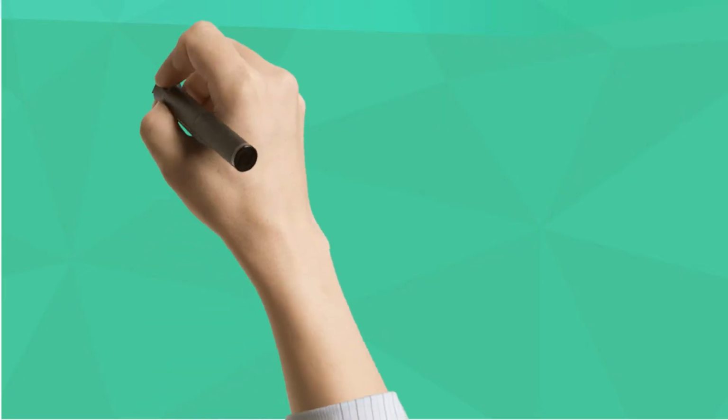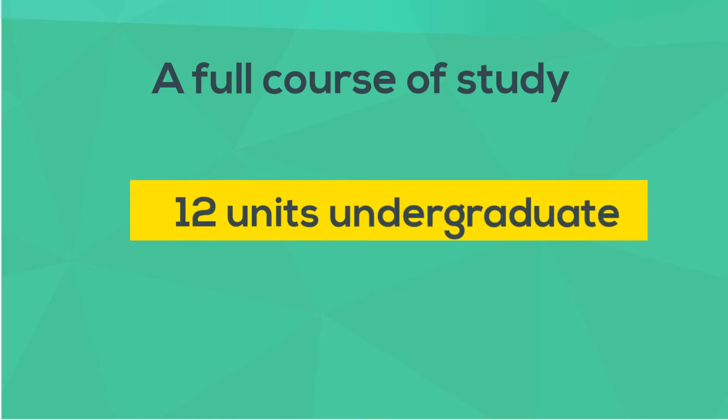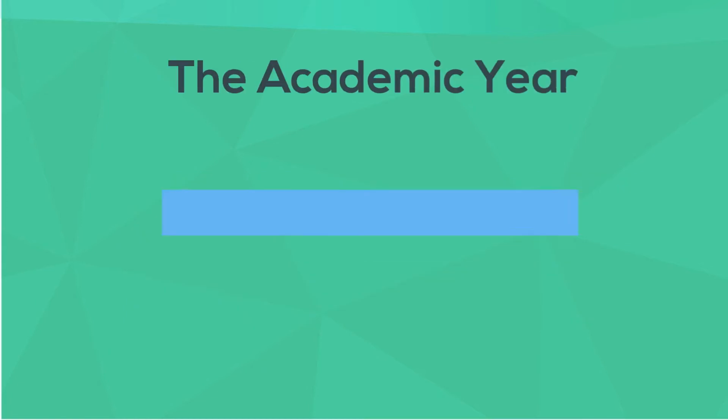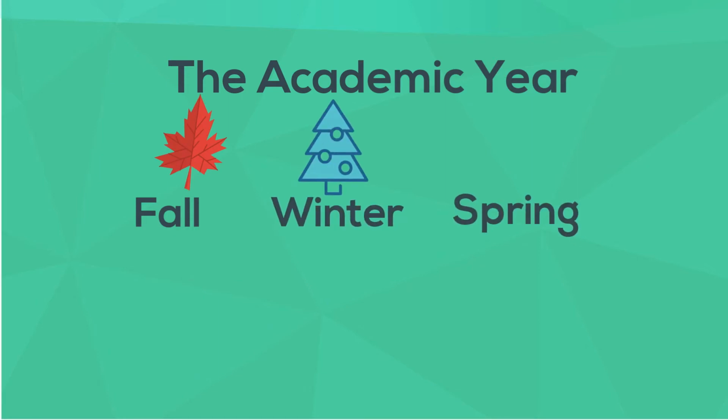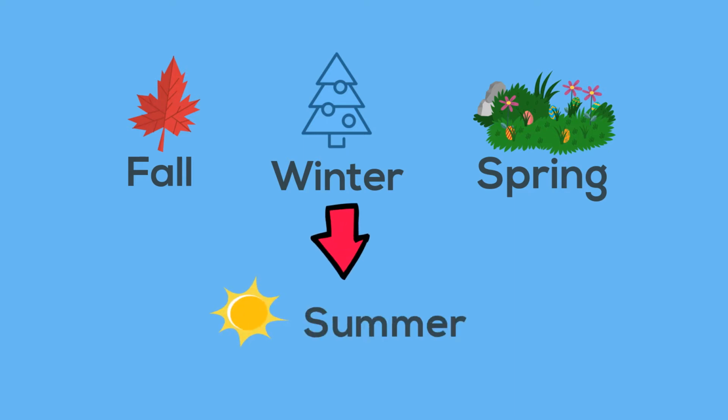As mentioned earlier in the video, a full course of study during the academic year at Stanford University is defined for undergraduates as 12 units per quarter and for graduate students as 8 units per quarter. The academic year is defined in 3 quarters, as fall, also known as autumn, winter, and spring quarters. Degree-seeking students must be enrolled in 3 consecutive quarters every academic year before becoming eligible for an annual vacation quarter. This annual vacation quarter is traditionally the summer quarter.